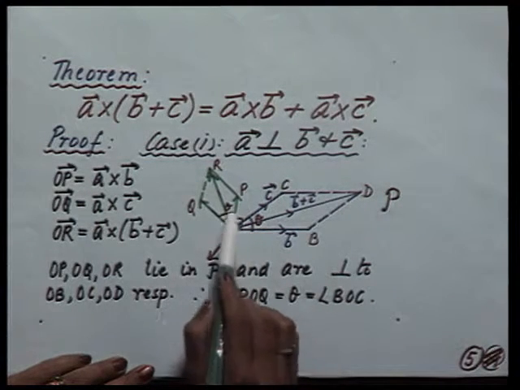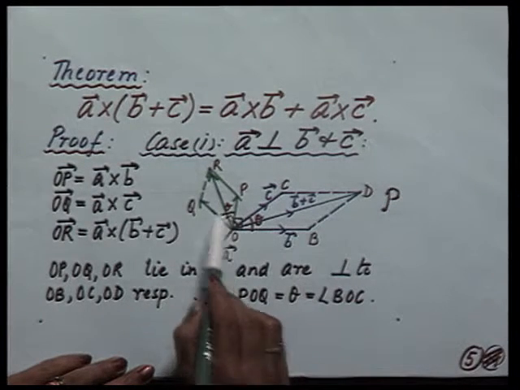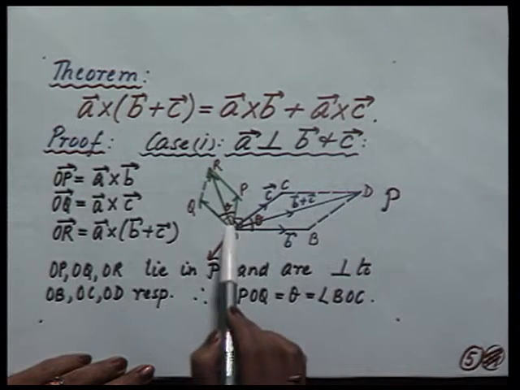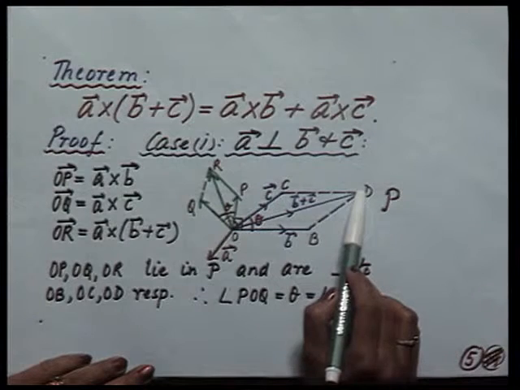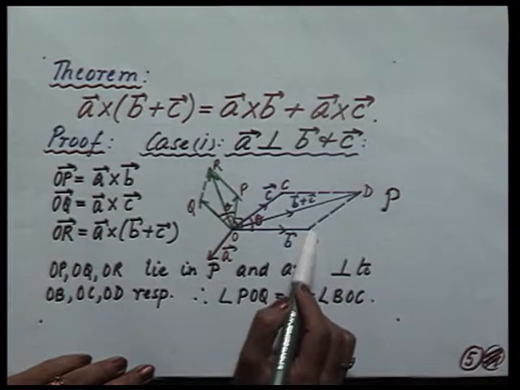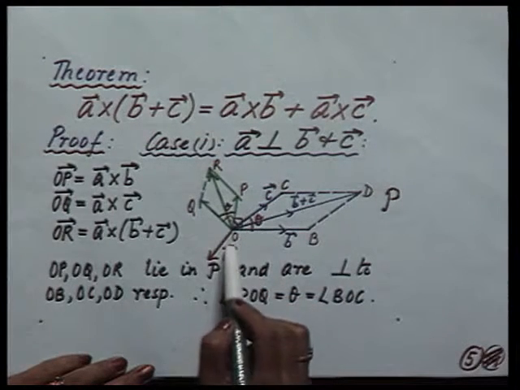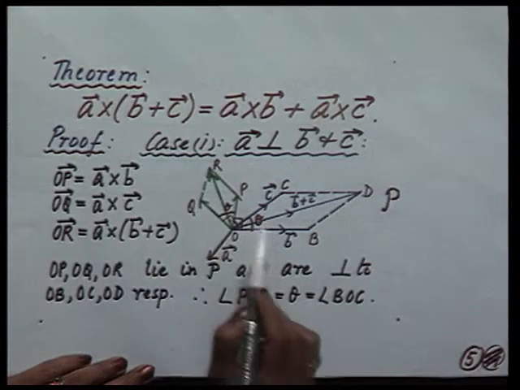Note once again that OP has to be perpendicular to OB, OQ has to be perpendicular to OC and OR has to be perpendicular to OD. From very simple geometry, it can be seen that because angle BOC is theta, therefore, angle POQ must also be theta.